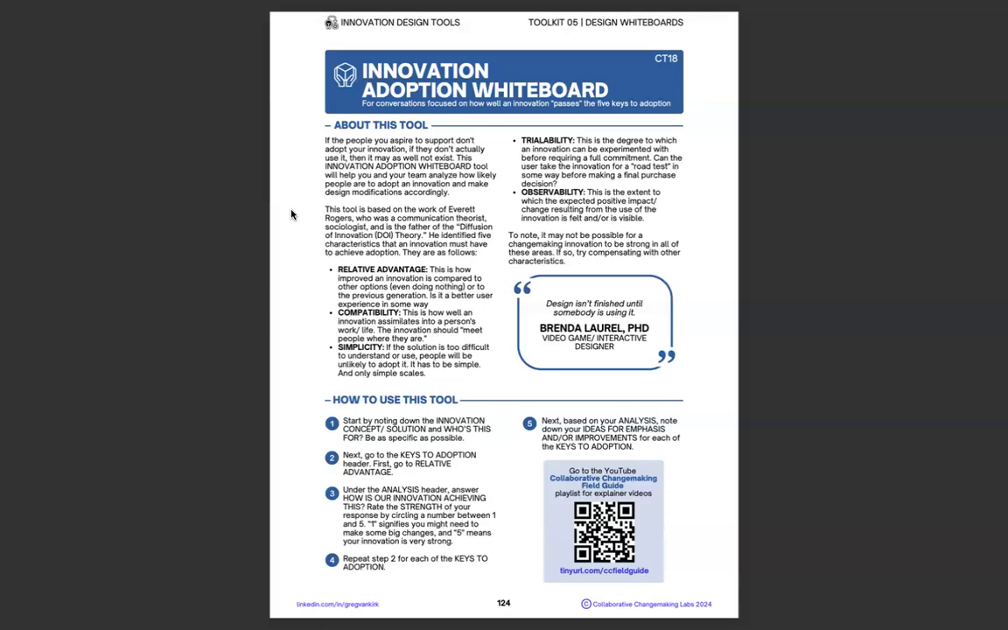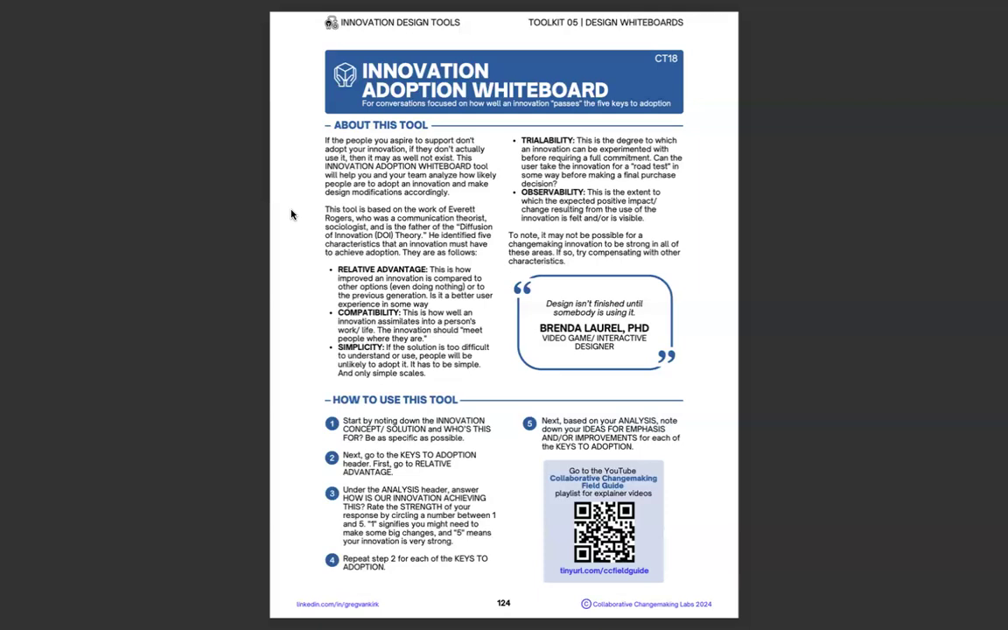To note, it may not be possible for a change-making innovation to be strong in all of these areas. So if so, try compensating with other characteristics, right? You could make something, maybe trialability is hard, but observability is really, really strong, right? And you can help to overcome a little bit of a weakness there.